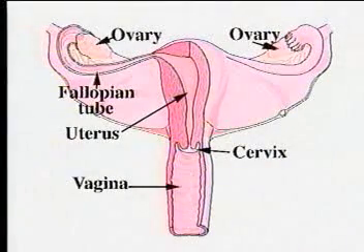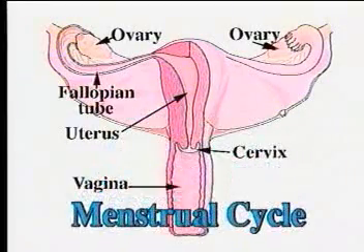Another important change during adolescence is the beginning of a monthly cycle to prepare the uterus to receive and nourish a possible fertilized egg. This monthly cycle is called the menstrual cycle.